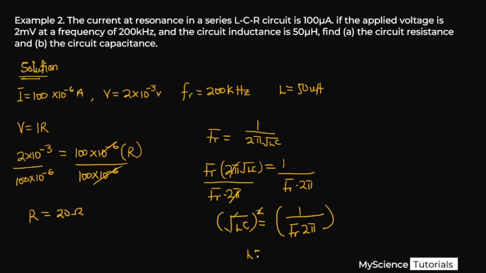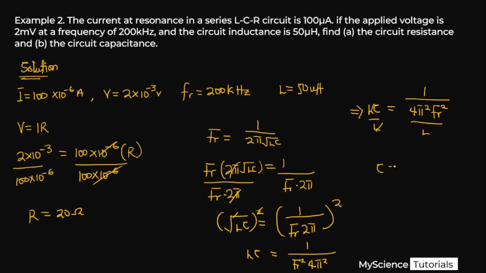So we have LC is equal to 1 squared, which is still 1, over resonant frequency squared times 4 pi squared, since we square both sides. So that implies that our LC is equal to 1 over 4 pi squared resonant frequency squared. Okay, so we can divide both sides by L for us to get our C.